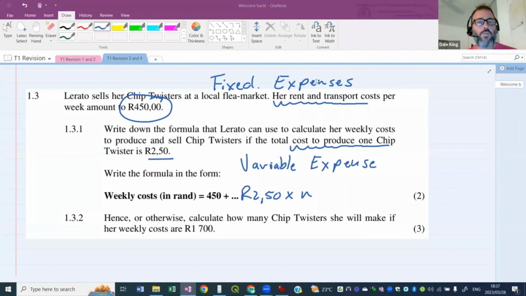It's a constant variable. Good. You guys know your core math stuff. But what is N in our story? You have to say 2 Rand 50 times something, and then you'll know what her variable expenses will be.